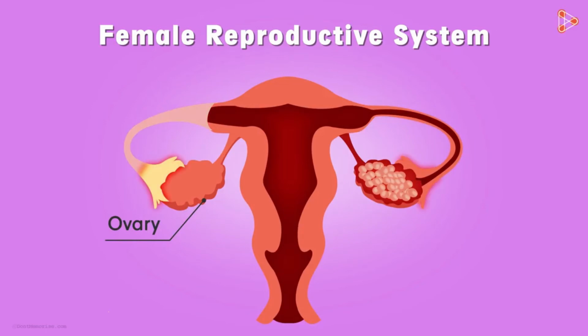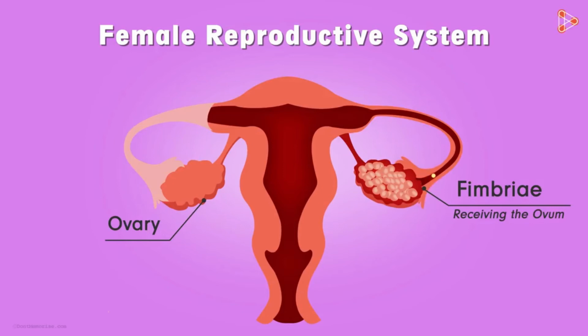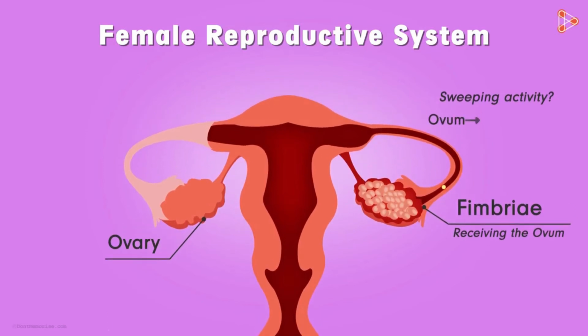These finger-like projections are very important for receiving the ovum when released from the ovaries. But do they have a scientific name? Yes, these finger-like projections are called the fimbriae. The fimbriae help to hold the ovum released and also help to sweep it to the tubes present ahead. But why does the ovum require the sweeping activity? Can't it travel on its own? No, it can't. Unlike the motile sperm, the ovum is non-motile. It cannot move until it is pushed or swept by some other cells.